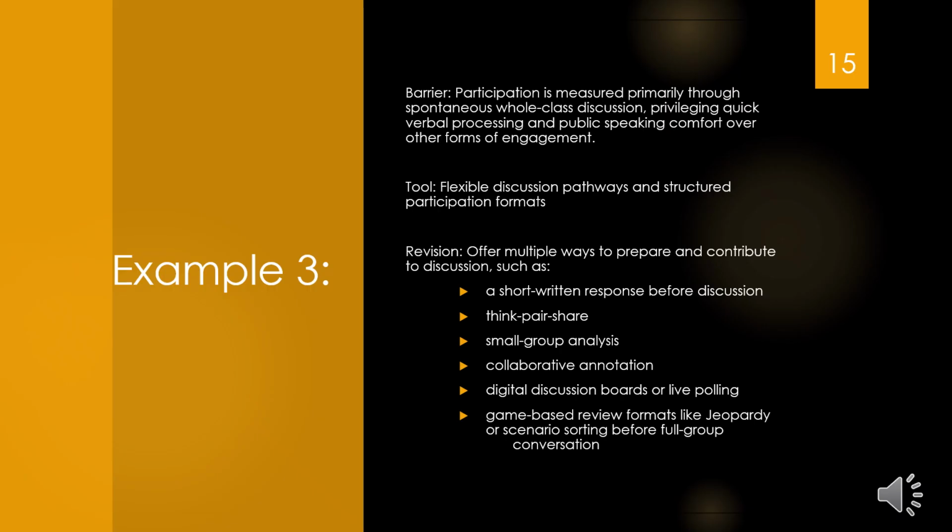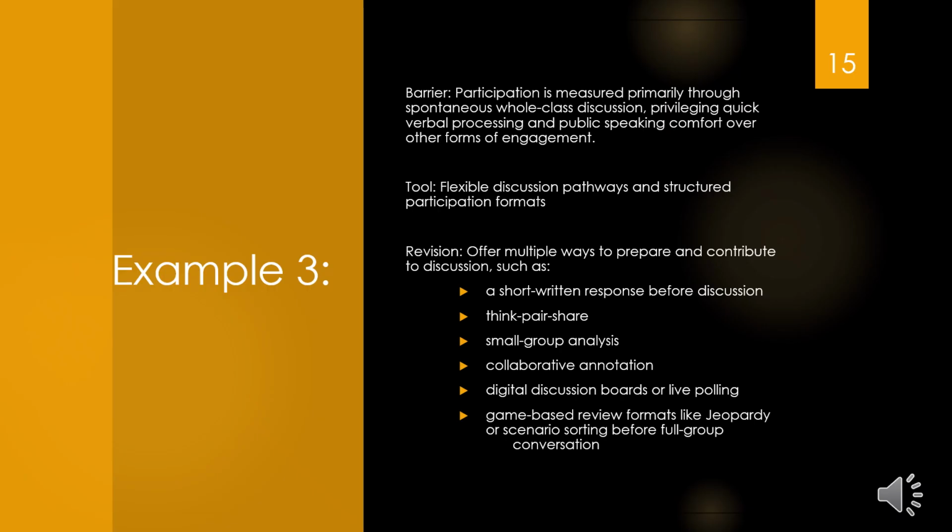For our third example, we are looking at participation. The barrier here is that participation is often measured through spontaneous whole classroom discussion, and this tends to privilege students who are comfortable with quick verbal processing and public speaking, while limiting opportunities for others to engage. We have all seen in our classrooms where we have 3 or 4 students who are willing to talk at any point and guide the entire class, which is not a lot when we're talking classrooms of 20 to 40 students.